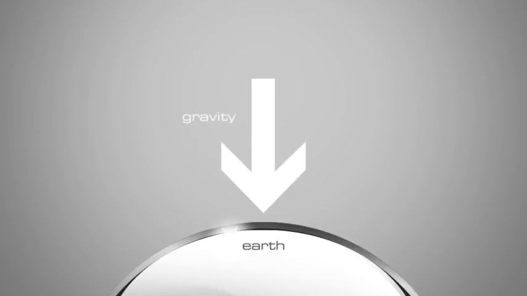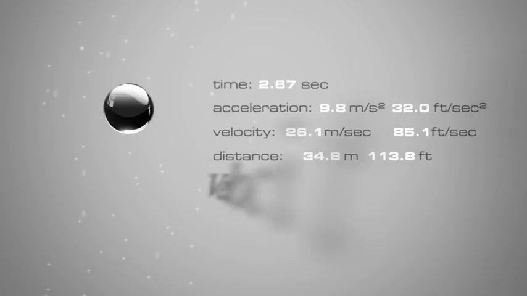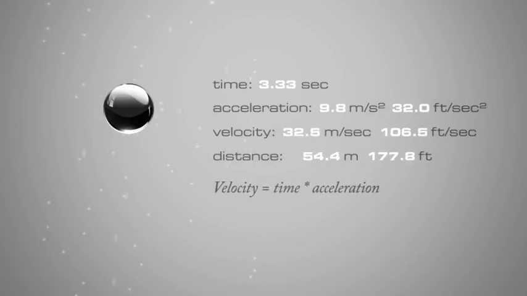Gravity is a force that pulls down on us toward the Earth. Gravity will cause an object to consistently accelerate toward Earth at a constant acceleration rate of 9.8 meters per second every second, or 32.2 feet per second every second. The ball's velocity will increase the longer it falls, as will the distance traveled.